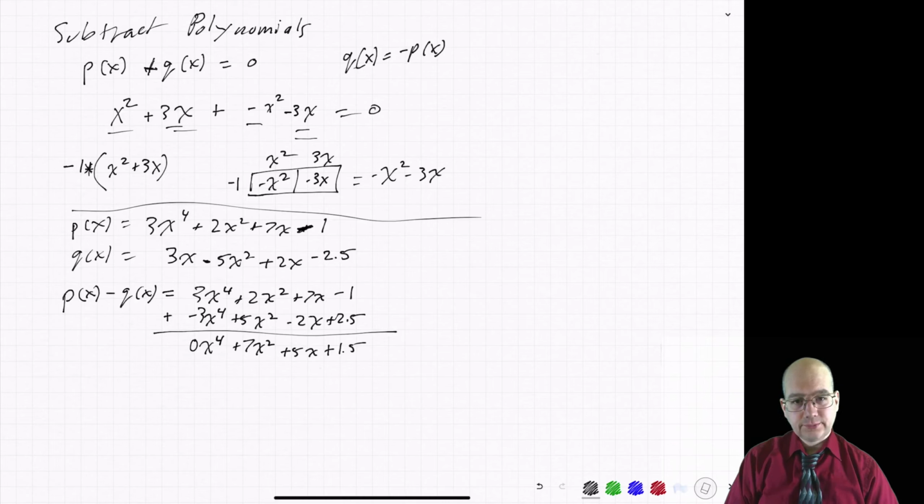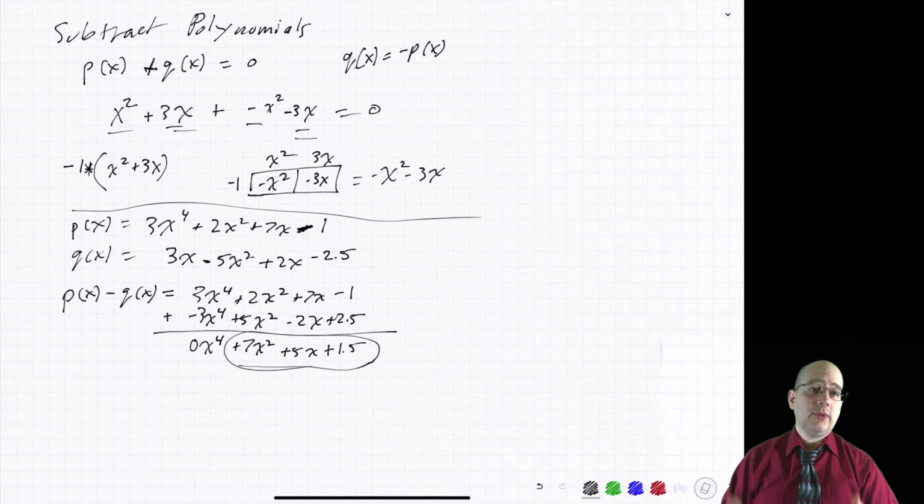Okay. So notice here that what happened is the x to the fourth power canceled. So this actually did change. It went from a fourth degree polynomial to a second degree polynomial because we canceled. This could also happen with adding of polynomials, if you happen to have a negative coefficient to the highest degree that's exactly the opposite partner to the other polynomial's highest degree. It happens. Anyway, so that's our answer: 7x squared plus 5x plus 1.5. So when you combine them, that's what happens.